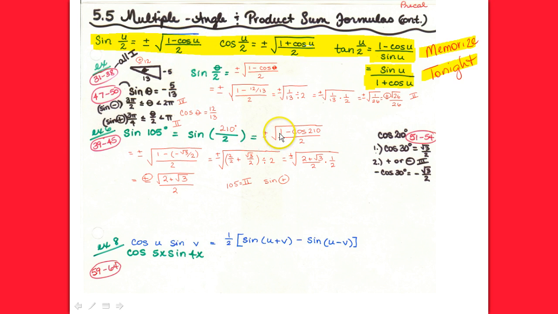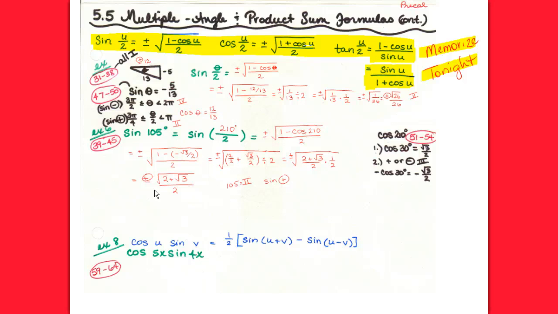So I could say, okay, that's the formula for sine u over 2. And whatever I was taking the cosine of is u, so I'm going to put 210 there. And 210 divided by 2 is 105. So in that case, they would give me this and ask me to work my way backwards to the sine of 105. So what happens to that 1/2?